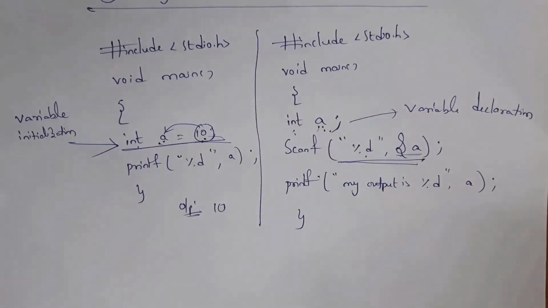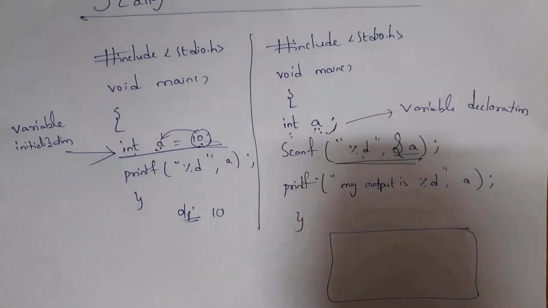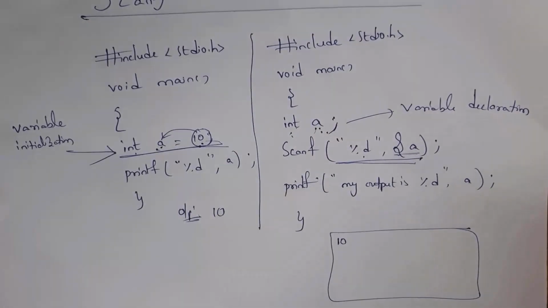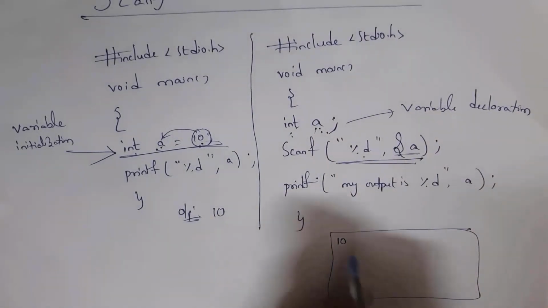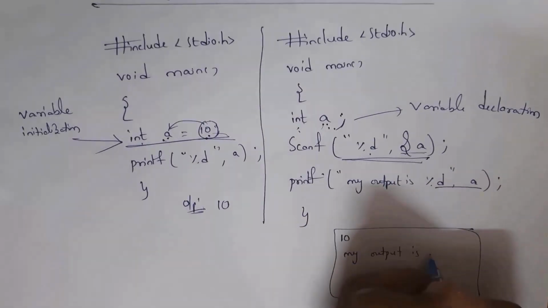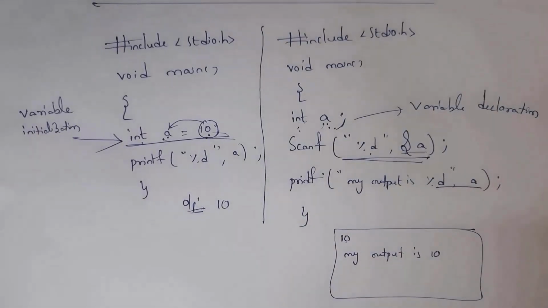Whenever you execute this program, it will show a blank screen. Here you can give any value. For example, I want to assign value 10. So I will just enter 10. Whenever you enter value 10, then you will get output as my output is 10, because I gave here value 10. This is the use of scanf. By using scanf, you can assign value to a variable after executing a program.